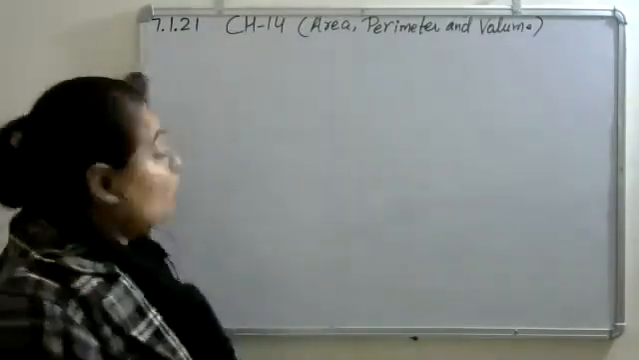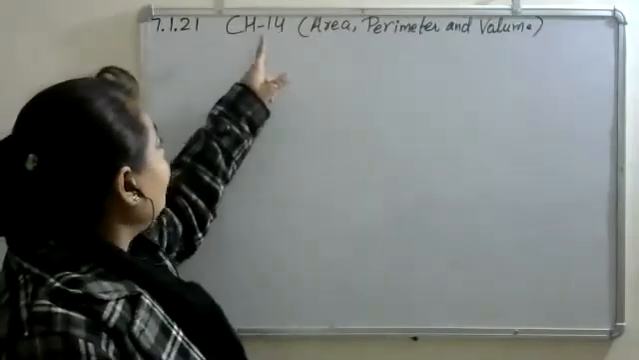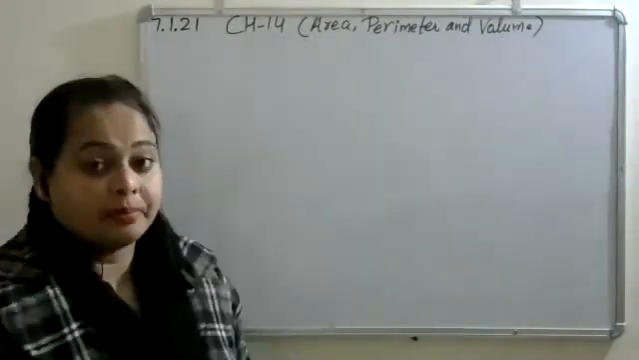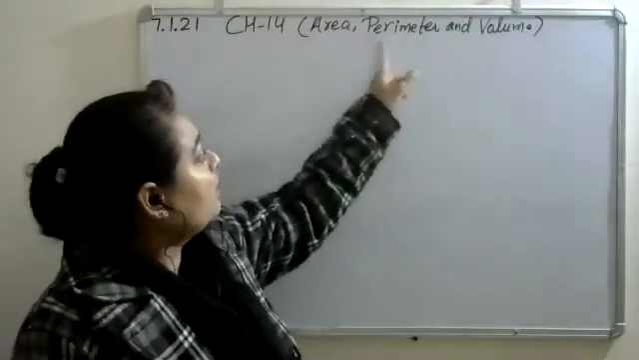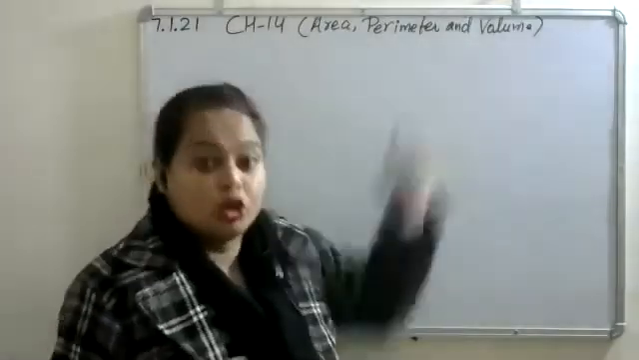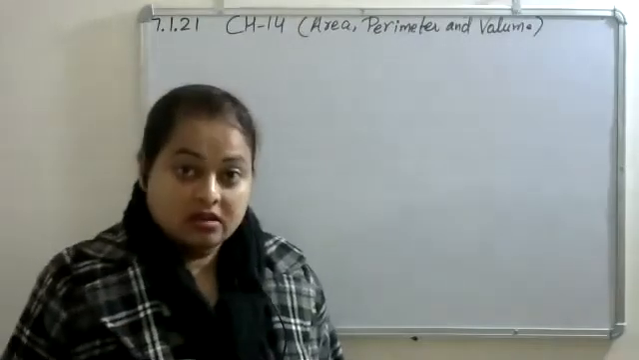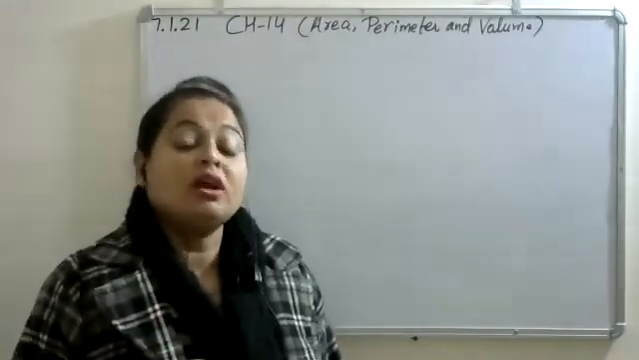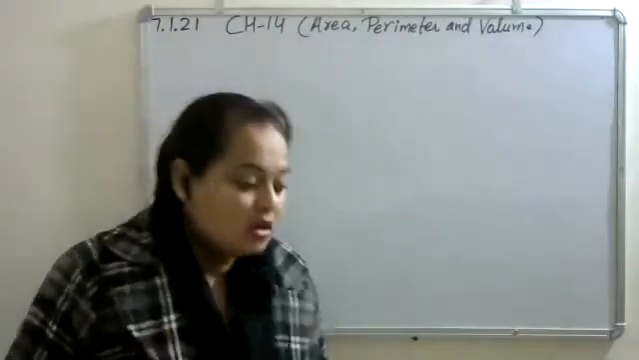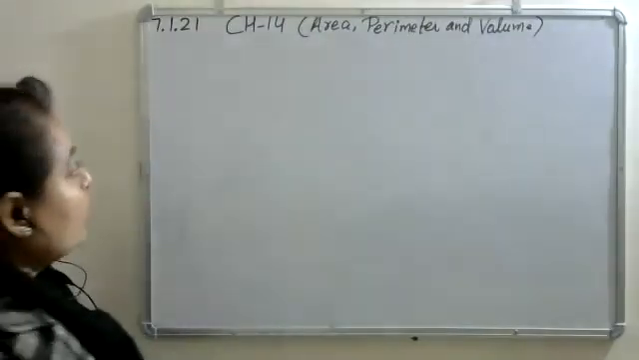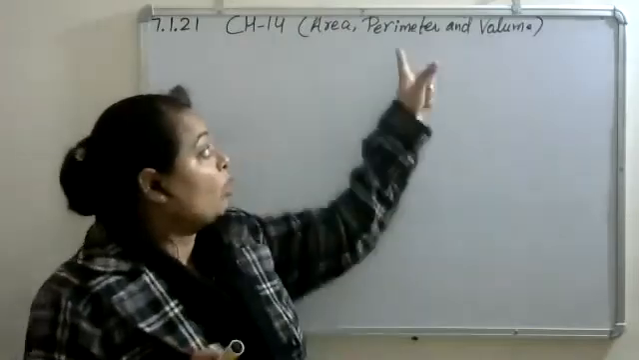Today I am going to start chapter 14. The name of the chapter is Area, Perimeter and Volume. Now you will not write anything. Put your whole concentration on understanding only. So first I am going to explain the concept of perimeter.